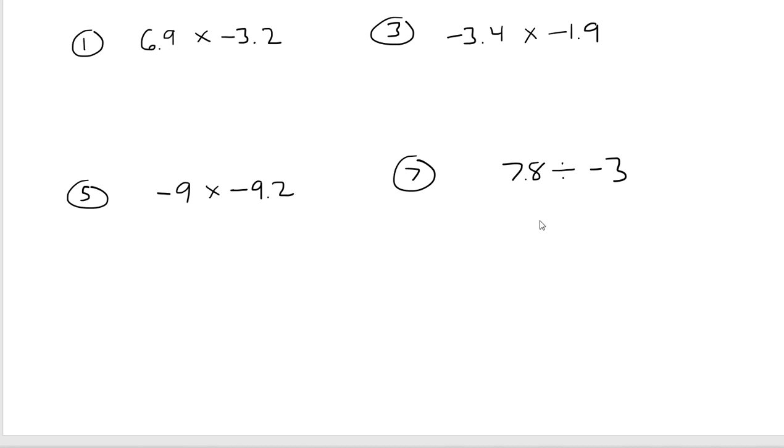This video is to help you with reviewing, multiplying, and dividing of decimals and fractions. So before we move any further in this video, I do want to make sure that you know the rules for multiplying and dividing when it comes to negative numbers.